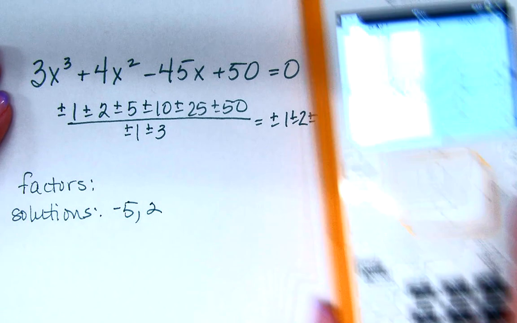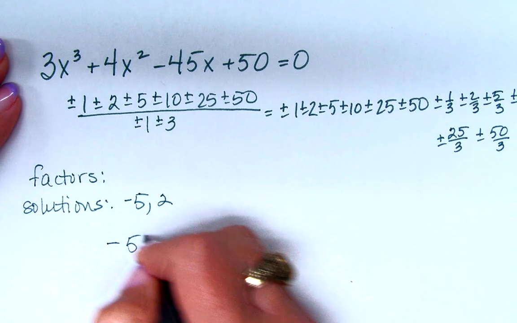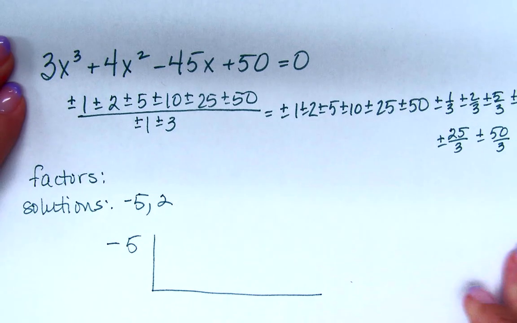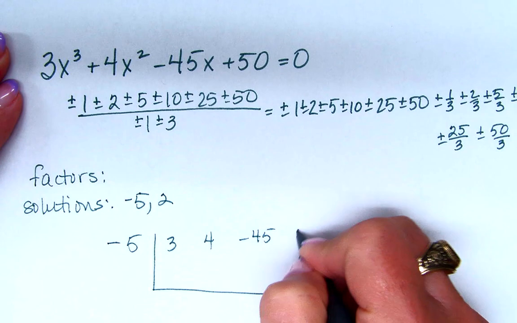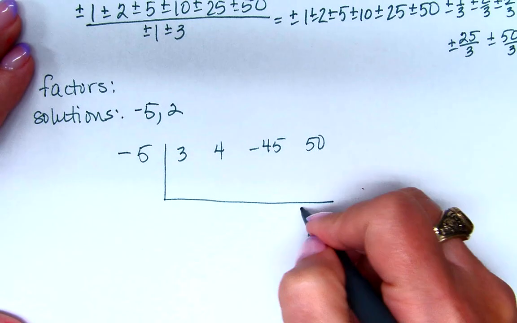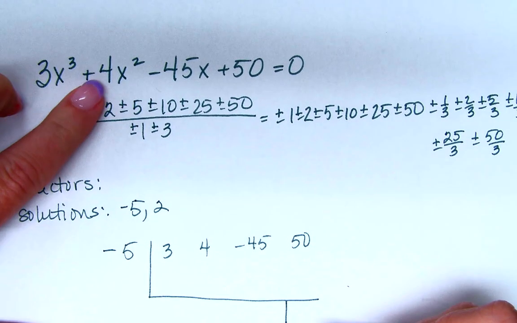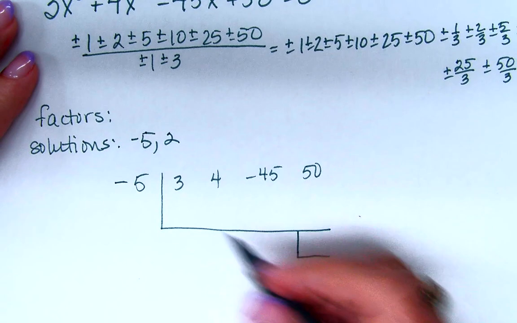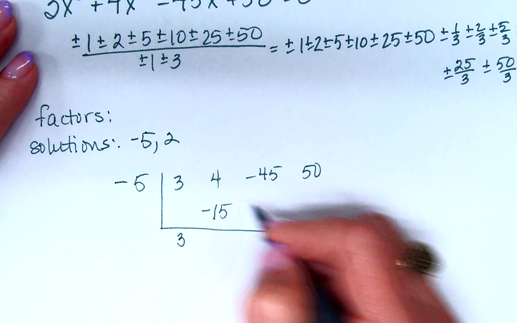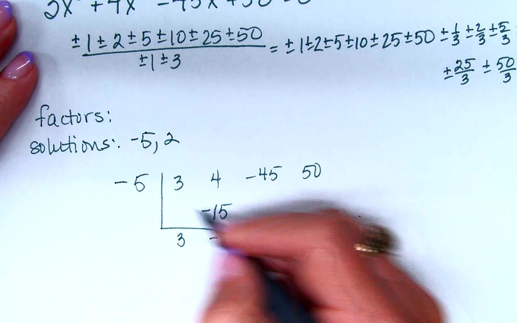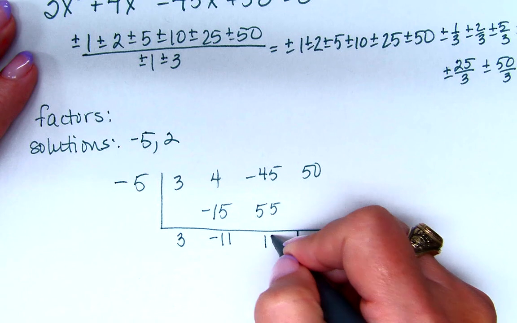So here's what I need to do. -5, 3, 4, -45, and 50. Would it be negative? I don't think so, because it's a positive. It's okay. So bring down my 3, multiply, -15, that's -11, multiply, that's 55, that's 10.